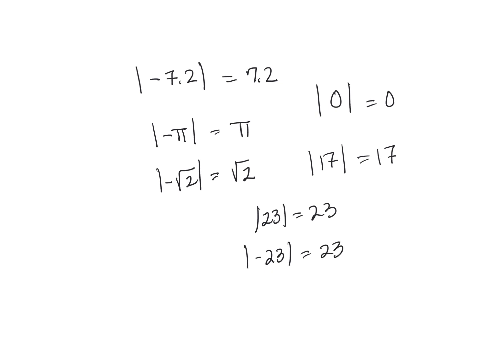So if I was to write this as a piecewise function, here's my function notation, I would say wherever x is greater than or equal to 0, you just get x out. But wherever x is negative, you would get the opposite of x out.